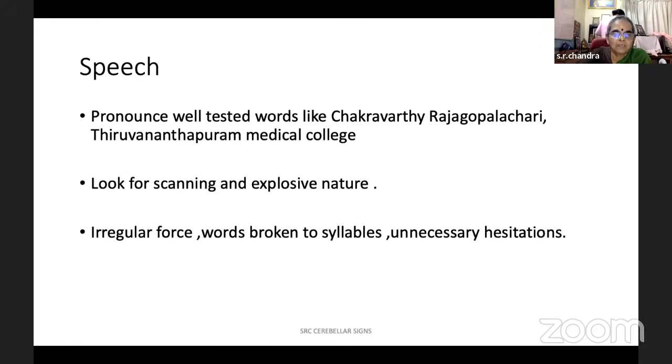So that can be tested like that if it is not obvious when the patient is doing spontaneous speech. So there is irregularity in force. In bringing out words, there is irregular force. Words are broken into syllables and there is unnecessary hesitation. That results in scanning. And undue acceleration results in explosive character.